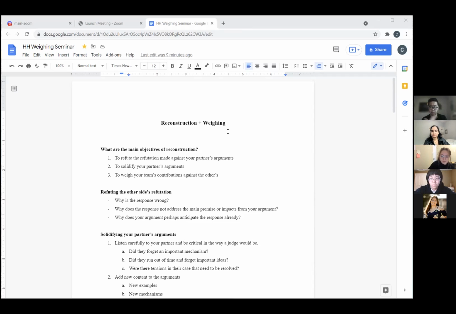The reconstruction seminar might be a bit basic, but let's go through it anyways. What are the main objectives of reconstruction? It's to refute the refutation made against your partner's arguments, it's to solidify your partner's arguments, and it's to weigh your team's contributions against the others.